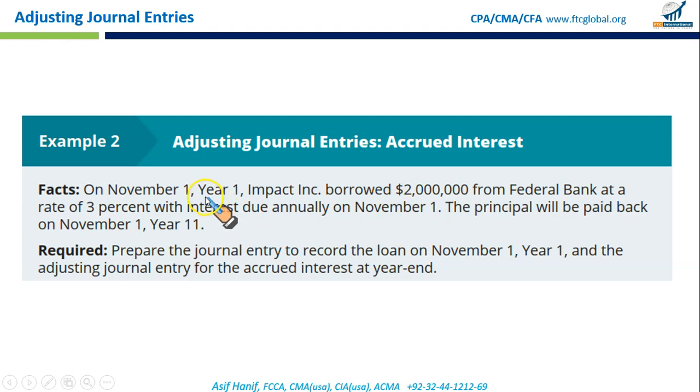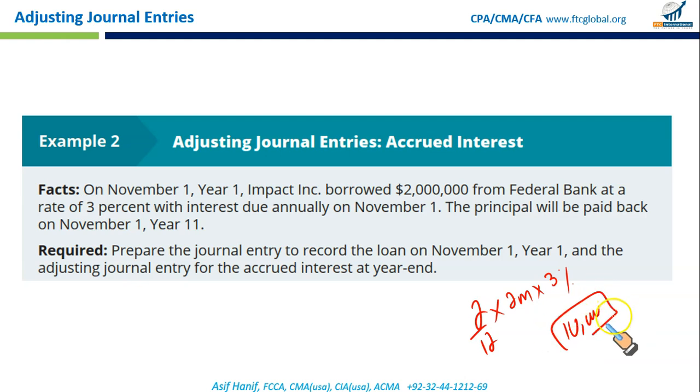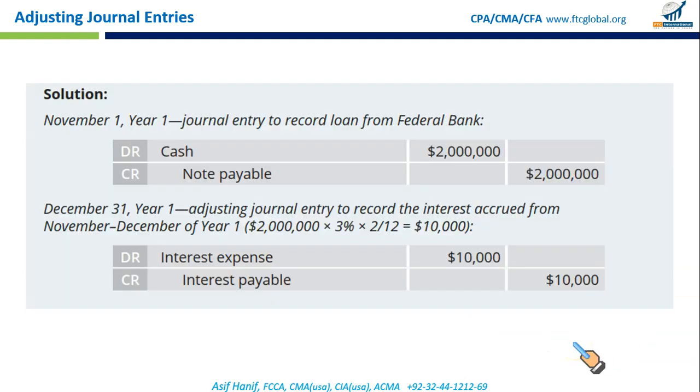Remember, the loan was sanctioned on 1st November, year 1: full November, full December. That means 2 months worth of interest must be charged against income. So 2 months out of 12 times $2 million times the rate of interest, 3%. So 2 by 12 times 3% times 2 million gives you $10,000. So you are going to debit this as an expense. Debit interest expense, credit interest payable, because it hasn't yet been paid.